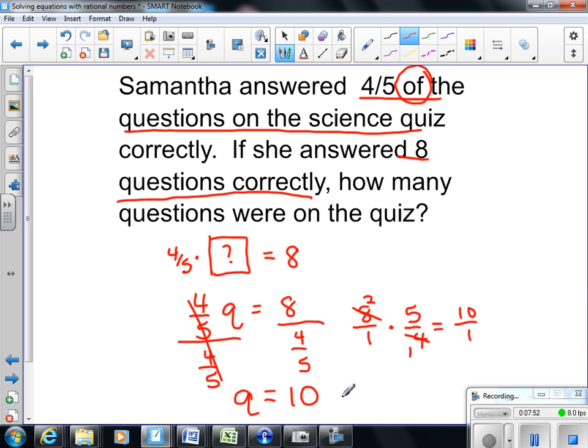So does it make sense that I would have 10 questions on this quiz if I got 4/5 right, or got 8 questions correct? By the way, what is 4/5 as a percent? That was on our list to memorize. Good, it's 80%. So if I got 8 out of 10, would that be 80%? It sure would. So that's how you can kind of check your answer. All right, that concludes our lesson on solving equations that involve rational numbers.